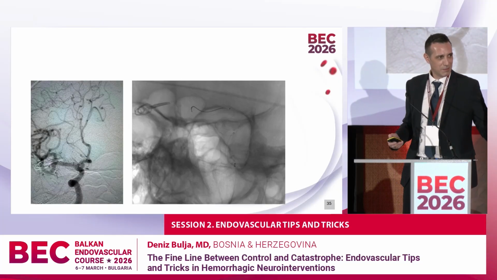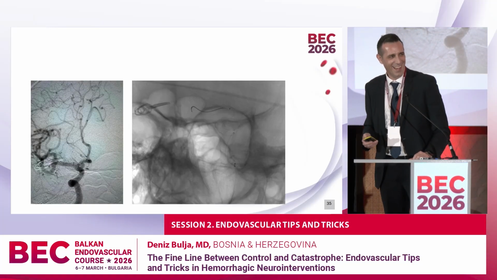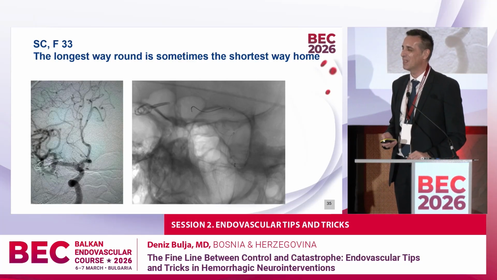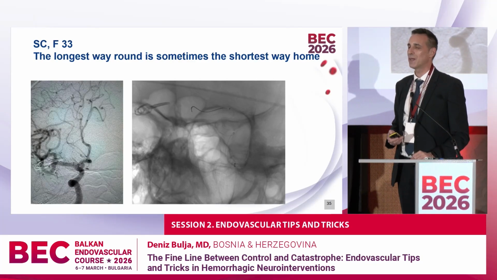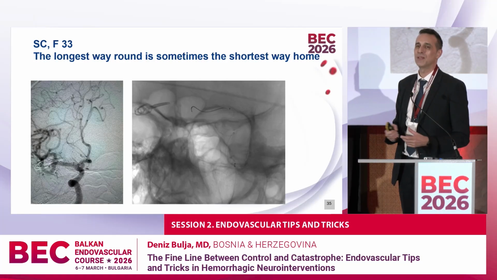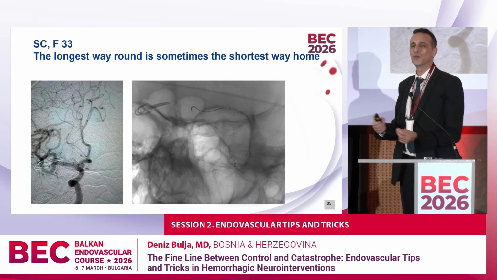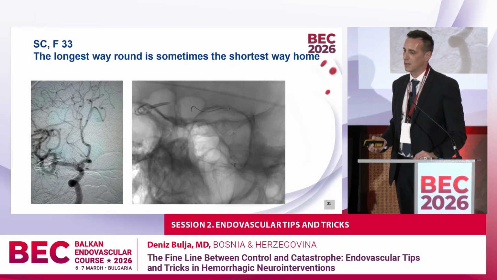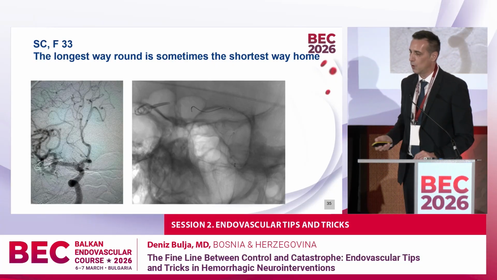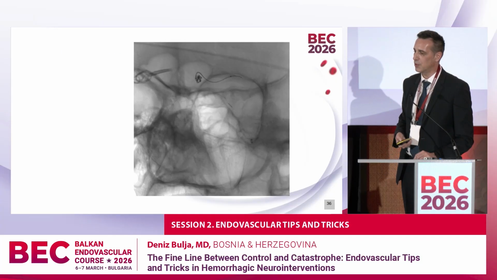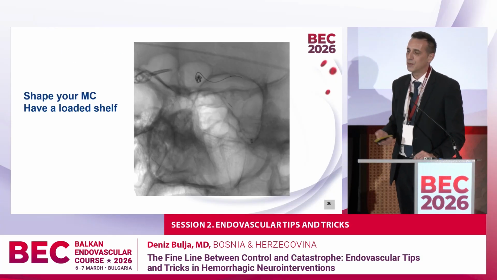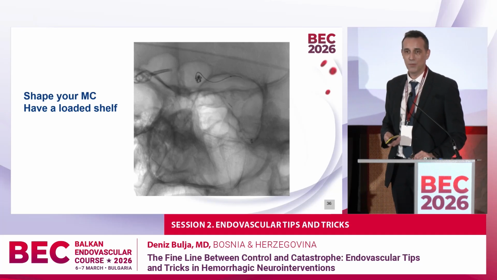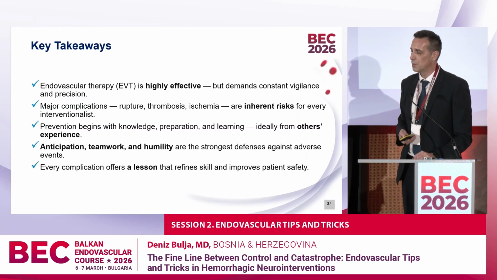In the end, we were 2 loops short for the placement of the coil, and we actually ended up in almost a thrombectomy. The coil actually got stuck in the microcatheter, so we needed to retract it through the anterior communicating artery. Of course, in this case, the distal access catheter went all the way up to the carotid bifurcation, and in the end, it was good. So have a loaded shelf, of course, and shape your microcatheter in order to be successful.